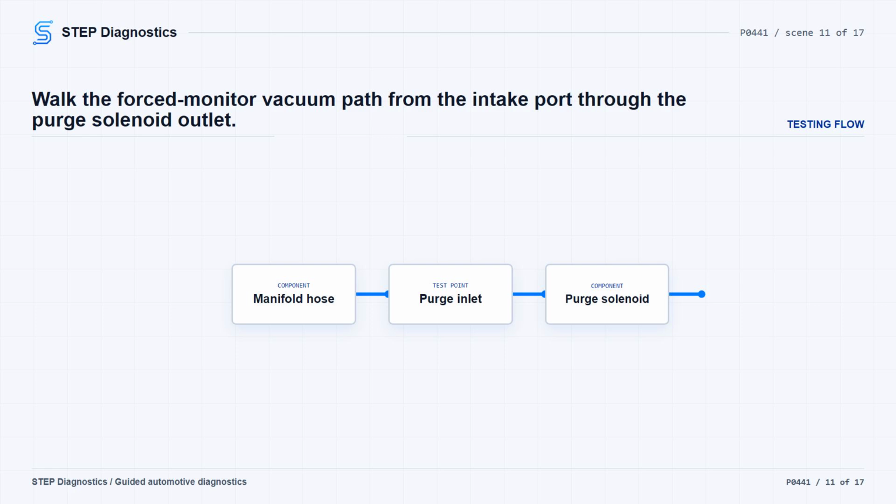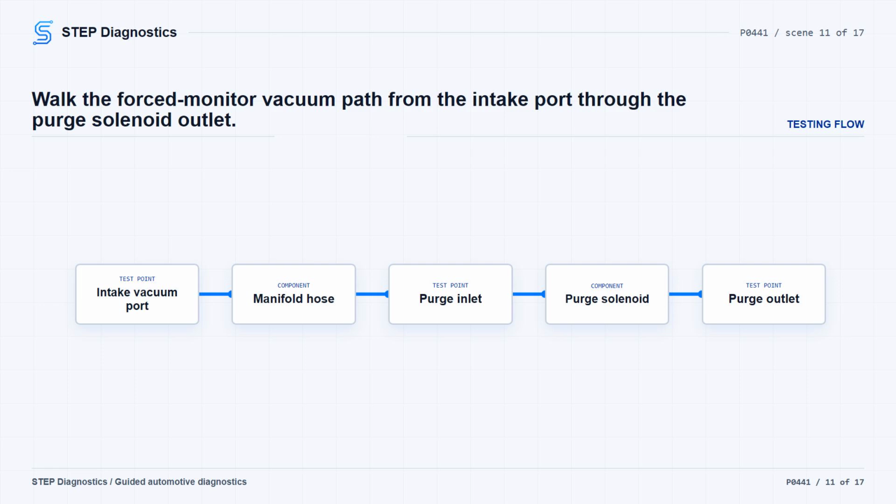If the port is restricted, repair that restriction and rerun the SM/purge flow forced monitor. If the port is clear, reinstall the manifold hose at the intake. Remove it at the inlet side of the purge solenoid. Start the engine, let it idle, and check vacuum supply to the solenoid.